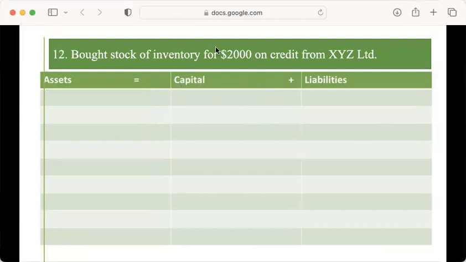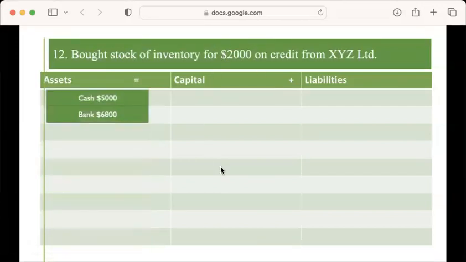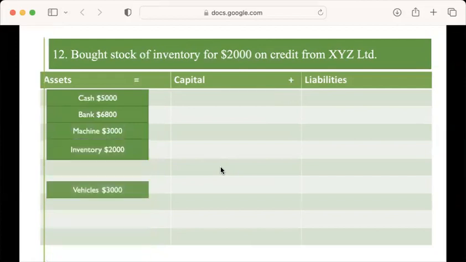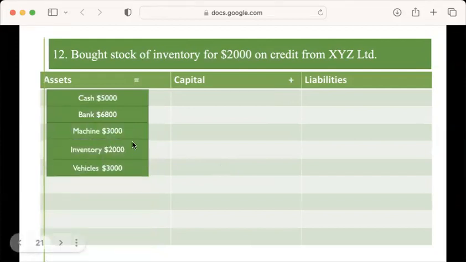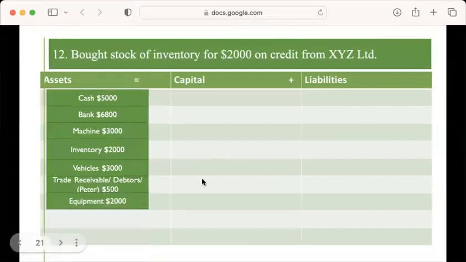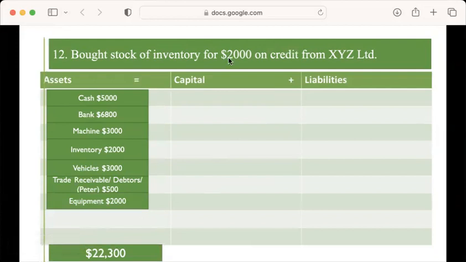What happens when we buy inventory? When we are buying inventory, the inventory stock will increase. We had an inventory stock of just $0. But now when we buy 2,000 worth inventory, stock of inventory increases. So this leads to total assets to be 22,300. Where did we buy this inventory from? We bought it on credit from XYZ Limited.